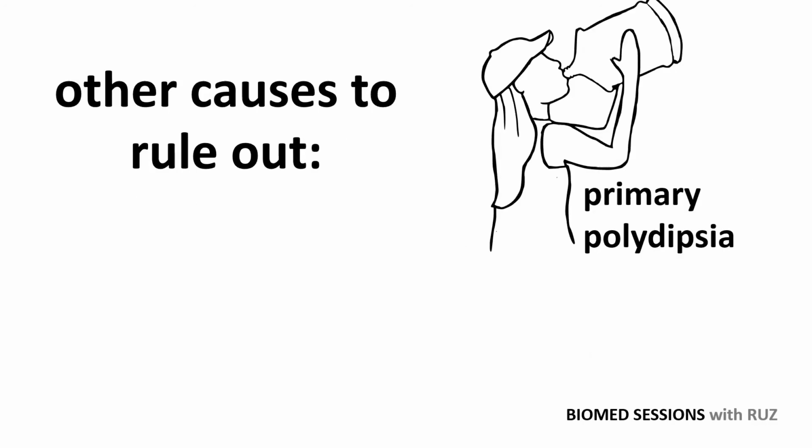As for other causes of euvolemic hyponatremia to rule out before considering SIADH, we have primary polydipsia, a condition where an individual drinks way too much fluid and the kidneys may not be able to work fast enough to get rid of the excess.